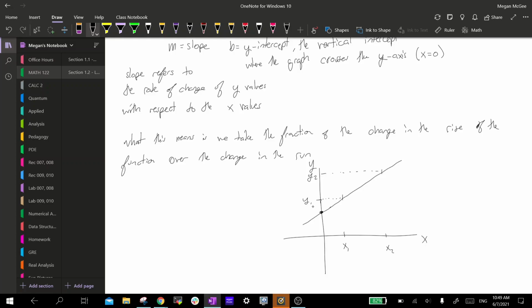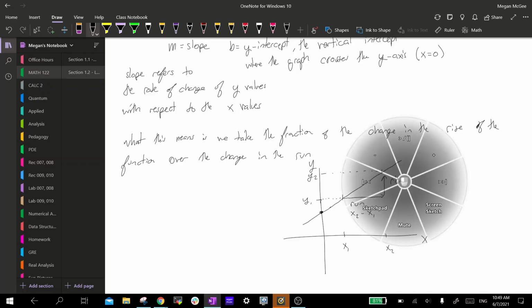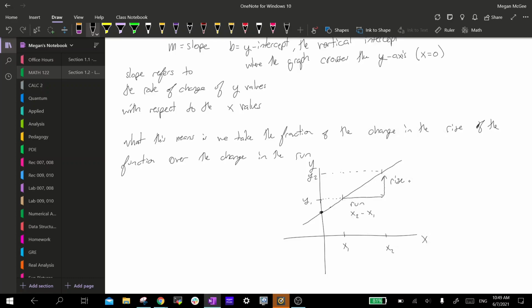Okay, so our run is how much we are moving in the x direction. This is our run. And we can find this by taking the bigger value and subtracting the smaller value. Okay? And this is our rise. It's our change in our y values. So, same thing, bigger y value minus the smaller y value.